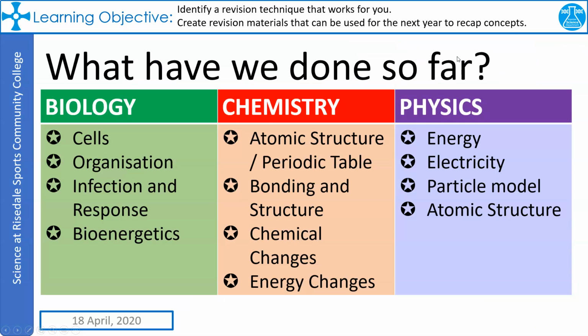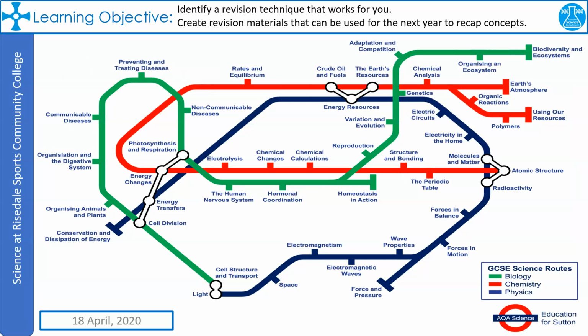Okay, here we go. What have we done so far? So you can see we've done 4 topics in each of the science sections. We've done 4 biology topics, 4 chemistry topics, and 4 physics topics. And the course that we're doing, AQA Trilogy, there's quite a lot of linking between the topics.